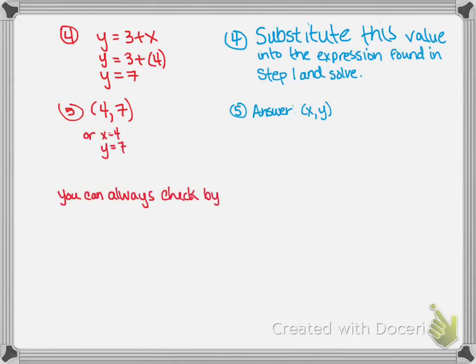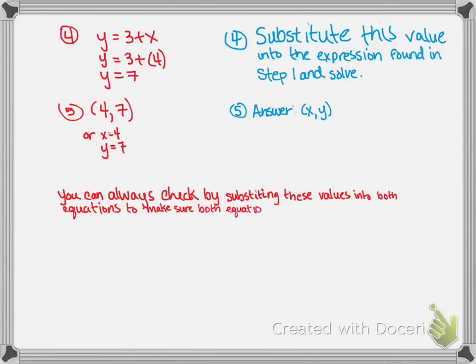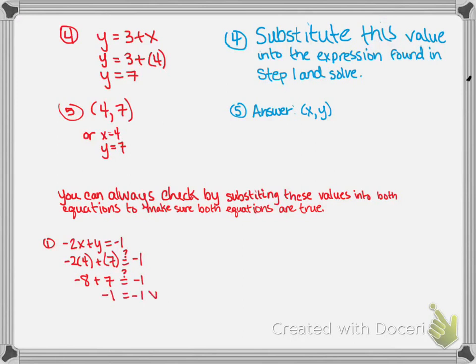Remember, you can always check by substituting both of these values into both equations. And then you want to make sure that both equations are true. For example, the first equation, negative 2x plus y equals negative 1. Let's substitute in 4 for x and 7 for y. So does negative 2 times 4 plus 7 equal negative 1? Got negative 8 plus 7, does that equal negative 1? Yes, it does. So it checks out in the first equation.